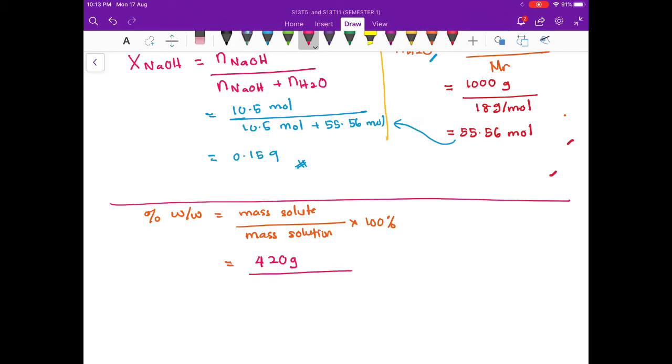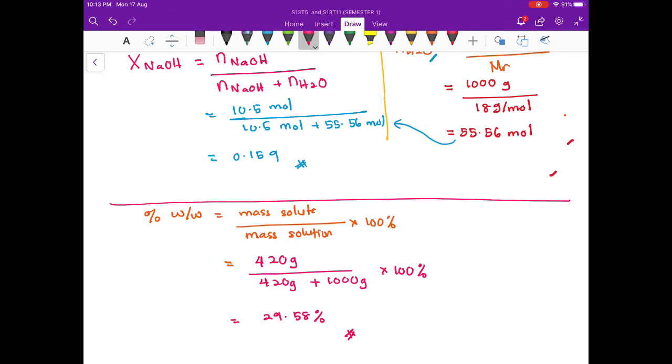As I mentioned previously, mass of solution is solute plus solvent. What is the mass of your solvent? Which is 1000 gram, times 100%. So from there you can get 29.58%.